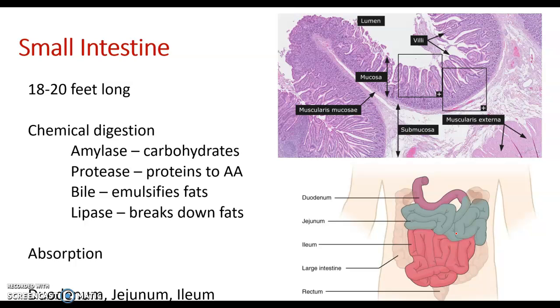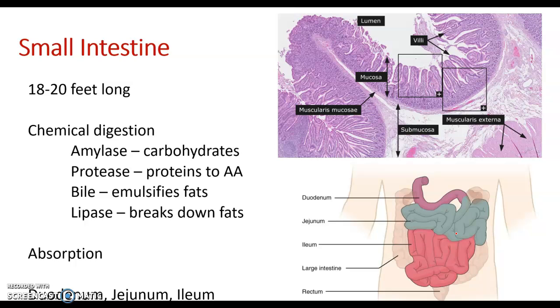And here's where we're going to see the majority of chemical digestion that happens. So we're going to have more amylases produced to break down carbohydrates. We're going to see proteases to get more of our proteins down to the amino acid level. And we're going to see lipase to break down fats. Bile is not an enzyme. It's mostly water with solutes in there, but it's designed to emulsify fats.